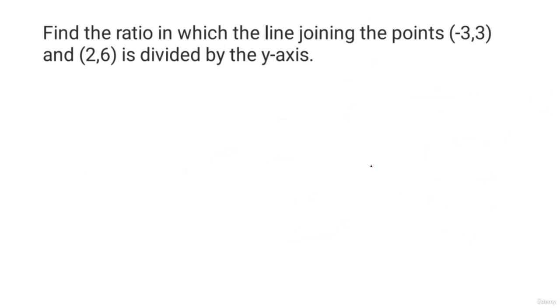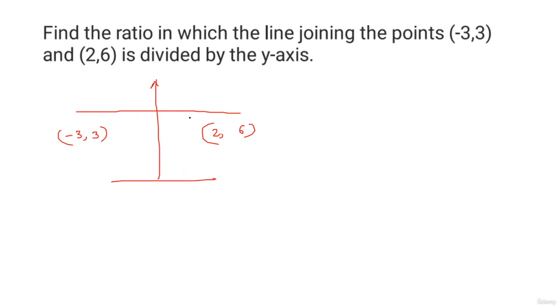Find the ratio in which the line joining the points (-3, 3) and (2, 6) is divided by the y-axis. Suppose this is your point (-3, 3) and this is (2, 6). There is a line joining them. You have to find out in what ratio the y-axis divides them.